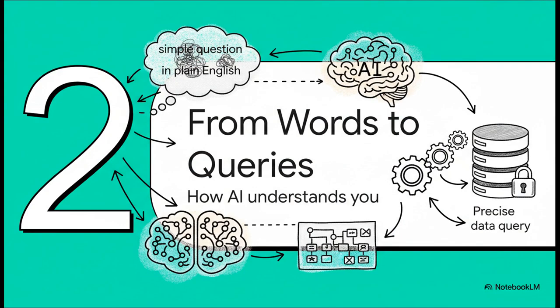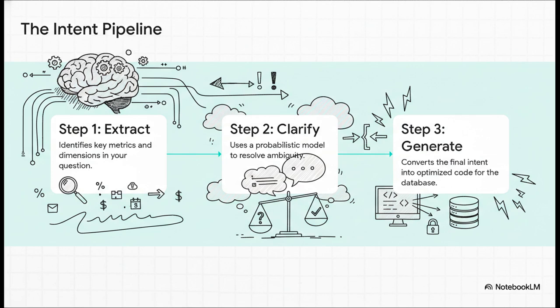Okay, let's get into our first pillar. How does the system actually understand you? How does it take a simple question, something you just type in plain English, and turn it into a precise command a database can run with? Well, it all happens in a three-step process called the intent pipeline. First, it breaks your sentence down into its core components. Next, it figures out any fuzzy words. It uses a probabilistic model, which is really just a fancy way of saying it makes a very educated guess about what you probably meant. And finally, it writes the actual code.